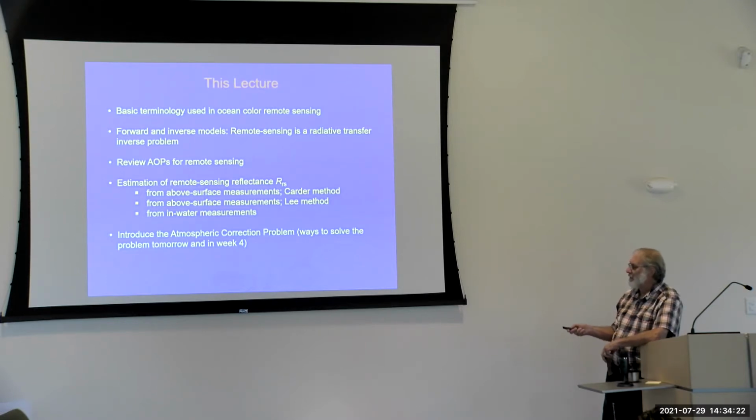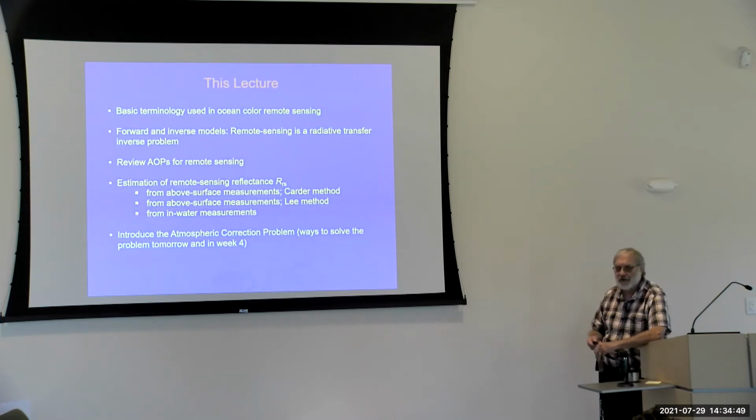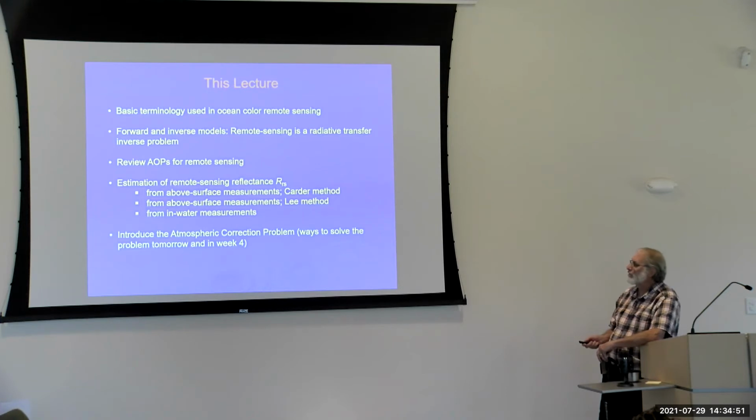And then the other half of the lecture is to introduce this whole problem of atmospheric correction, which is really the central thing to doing ocean color remote sensing. And tomorrow there will be a lecture on how NASA solves the problem. And then in my final lecture in the class, in week 4, there will be a couple of other techniques for doing atmospheric correction.